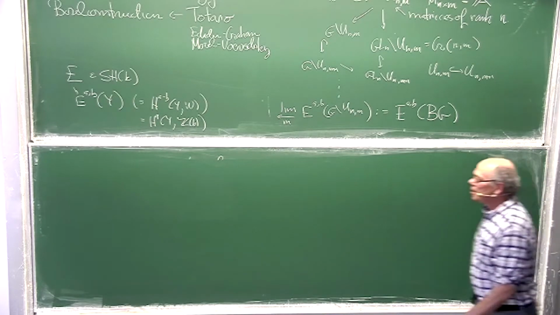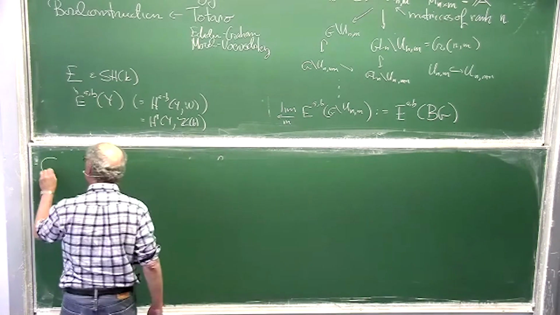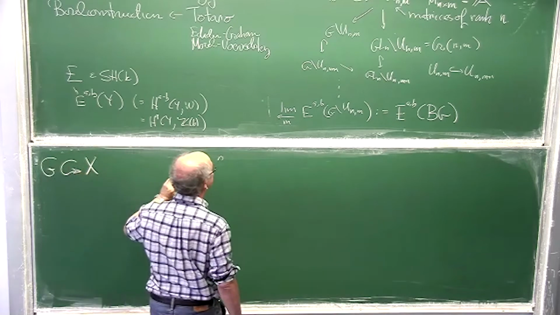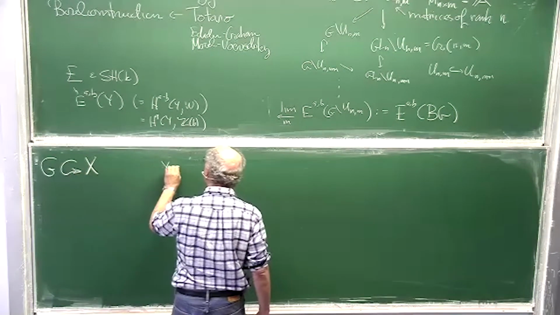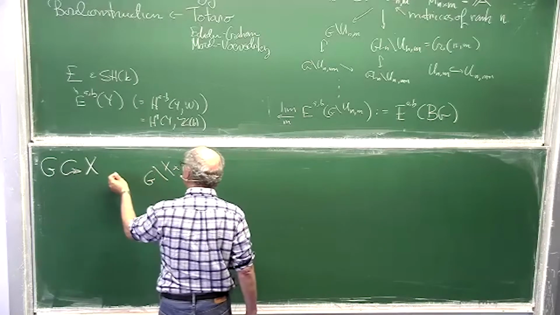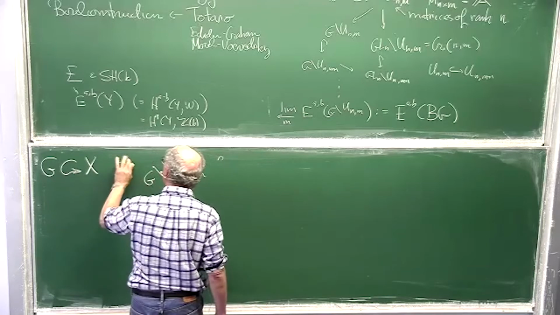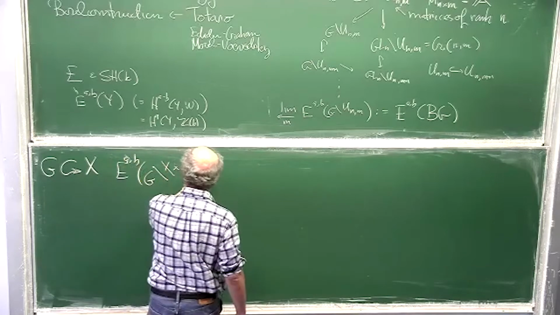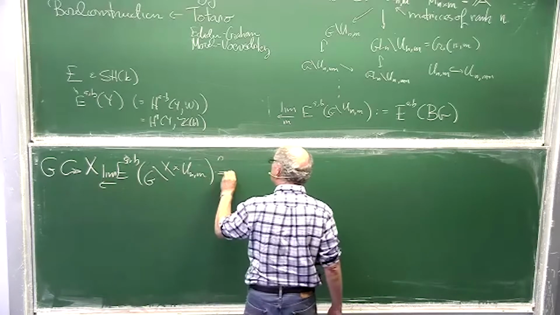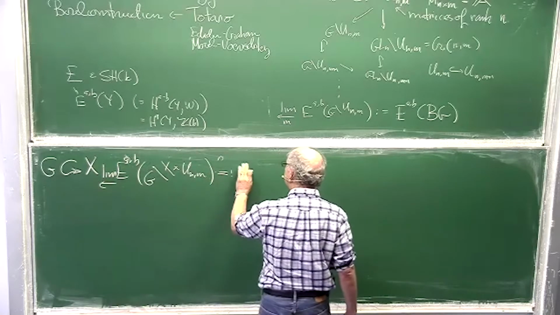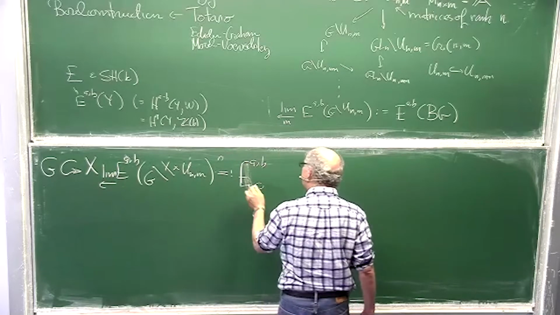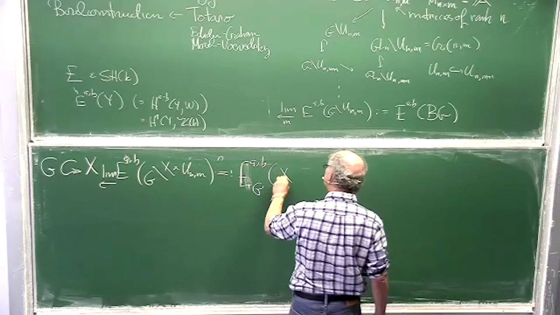More generally, if you have your G acting on the left on some space X, you can do the same thing. You can take X cross these U_n,M modulo G. You take the E_{a,b} of these things, take the limit, and you find this to be the equivariant cohomology of X.